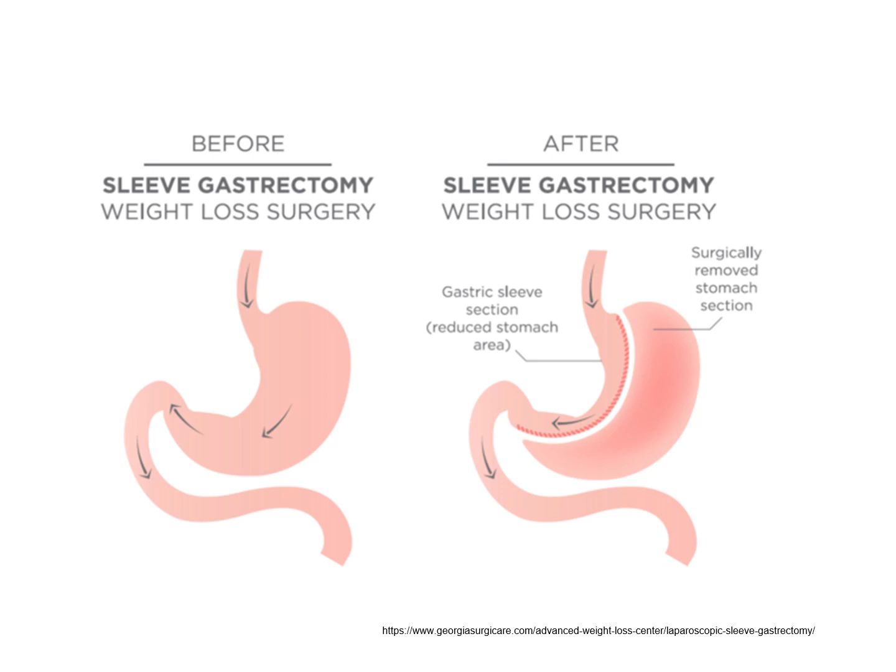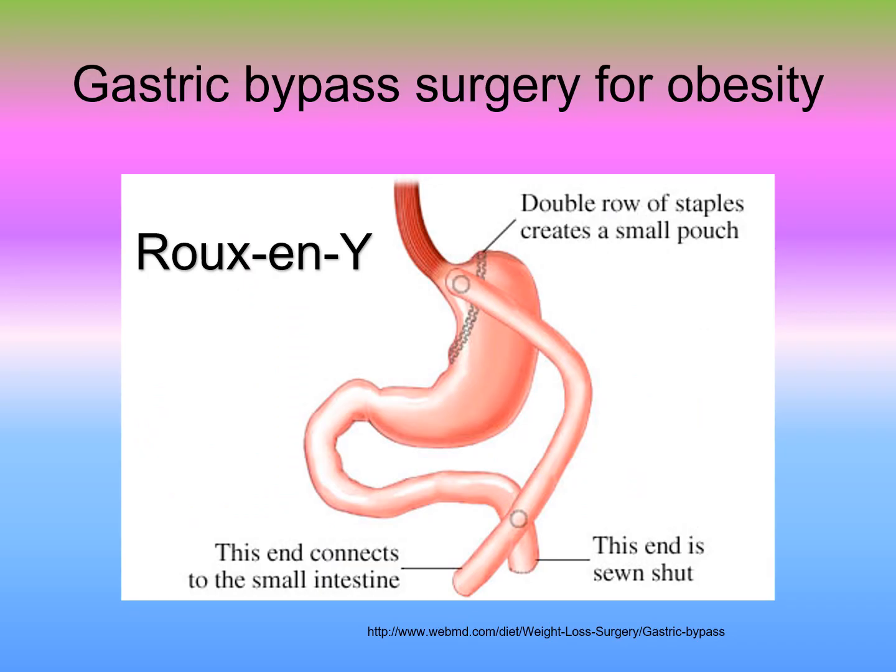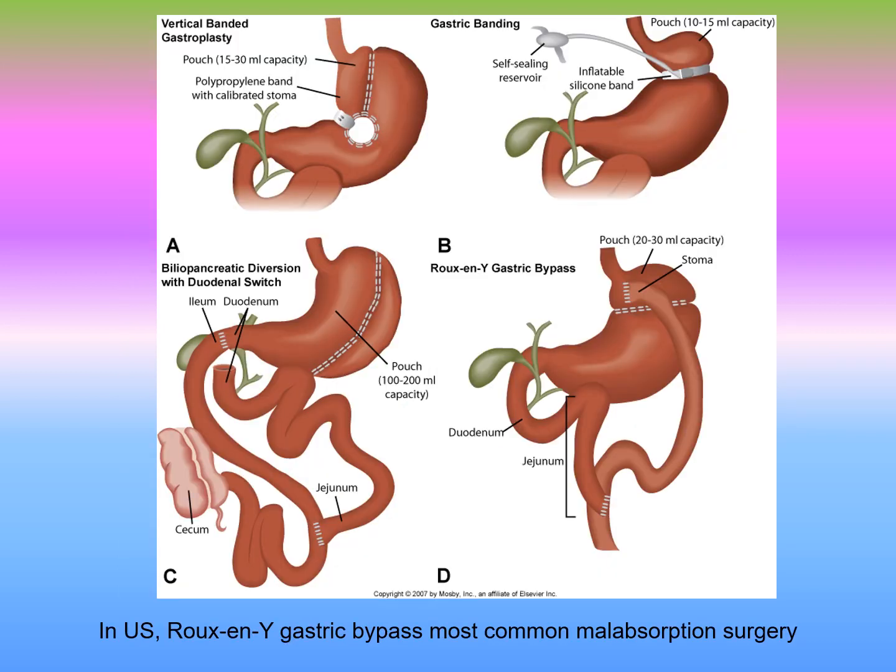So sleeve gastrectomy, and there's the Roux-en-Y again. And just look at all the staples, all those are anastomoses. These are the pictures on page 1215. They may not be exact, but they are very similar.